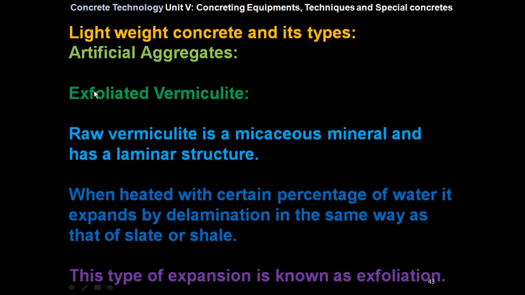Now we will see another artificial aggregate, exfoliated vermiculite. Raw vermiculite is a micaceous mineral and has a laminar structure. When heated with a certain percentage of water, it expands by delamination in the same way as slate or shale. This type of expansion is known as exfoliation.